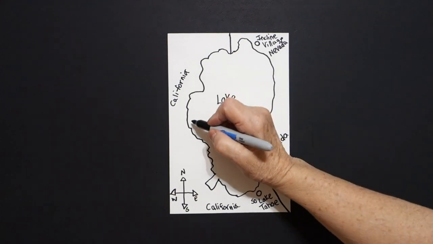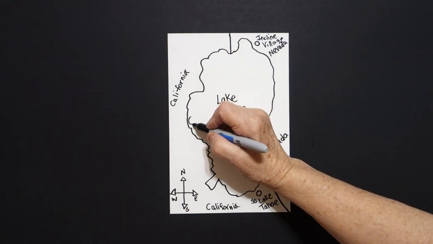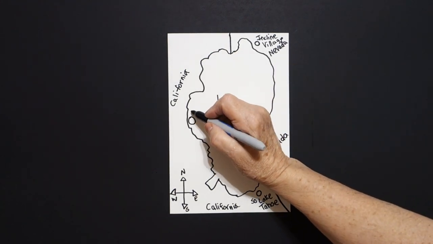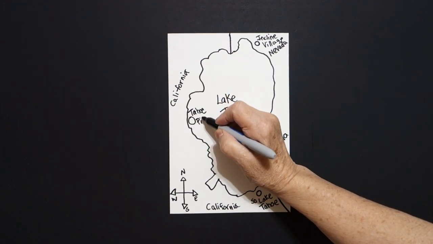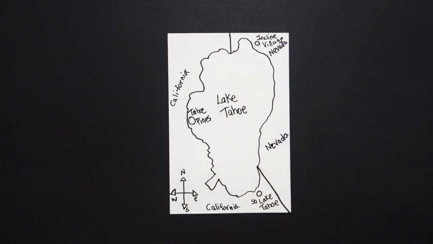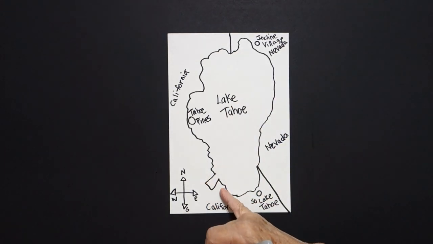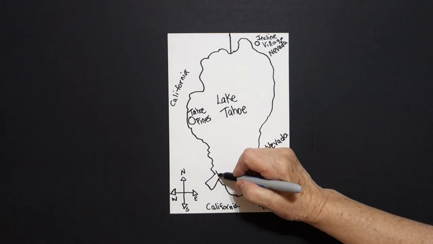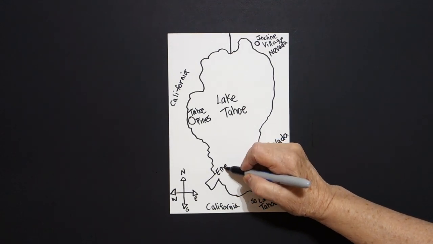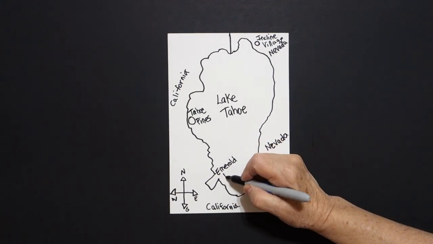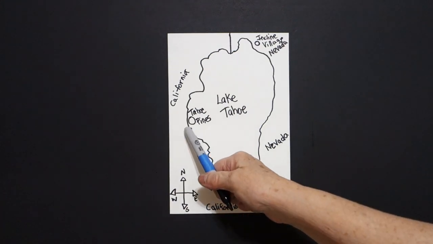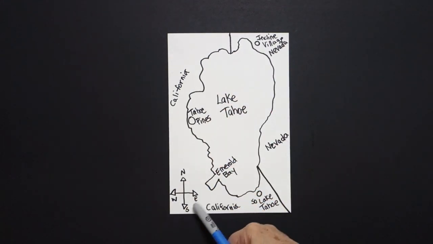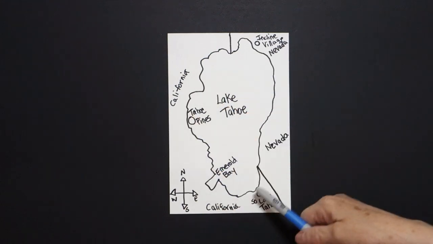Okay, over here on the left, I'm going to put another baby circle, and this is Tahoe Pines. These are little cities, villages, and this space right here, down here, is Emerald Bay. Okay, let me see if I've got everything. South Lake Tahoe. These are important because these are points, north, south, east, west, that help you get your configuration right.